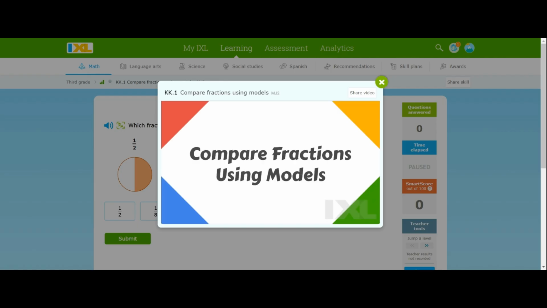Great job comparing fractions using models. Now try some examples on your own.